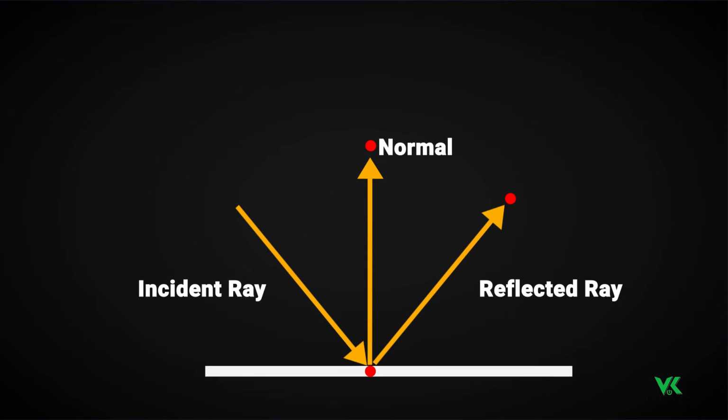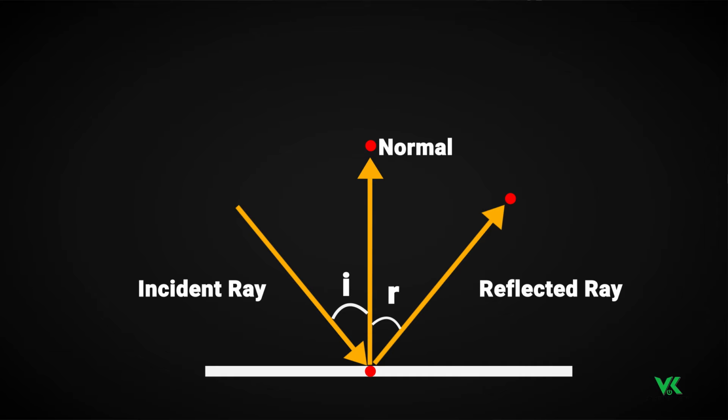The light ray which strikes the surface and forms an angle with the normal is called the incident ray, and it is denoted by I. And the ray which comes back from the surface after reflection from a particular point and makes an angle with the normal is called the reflected ray, and it is denoted by R.